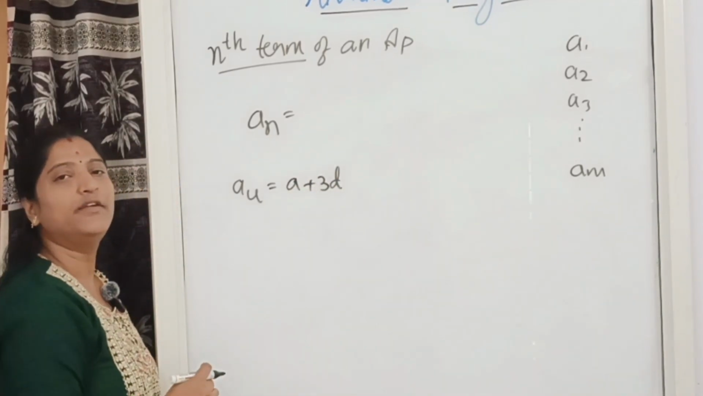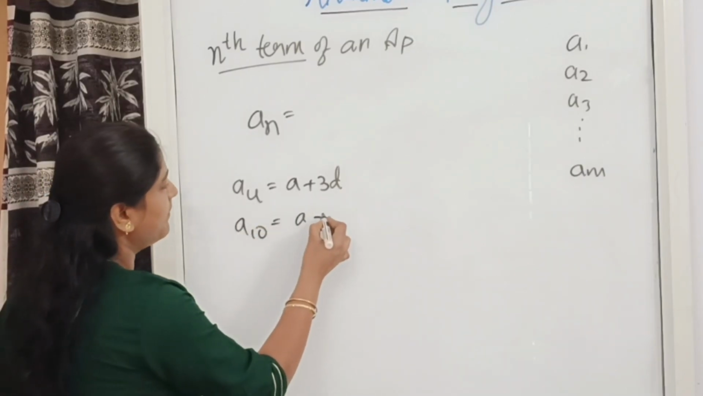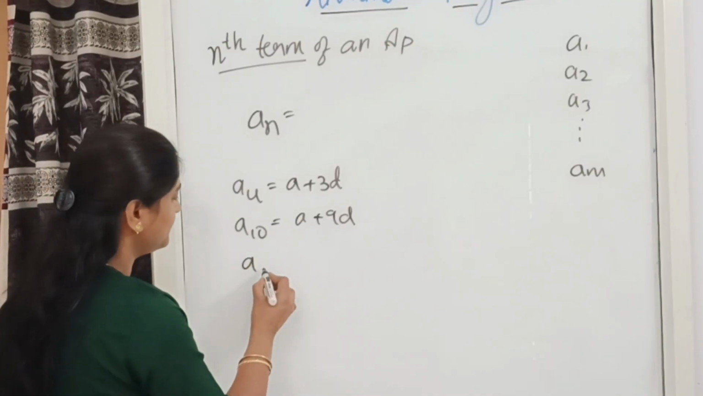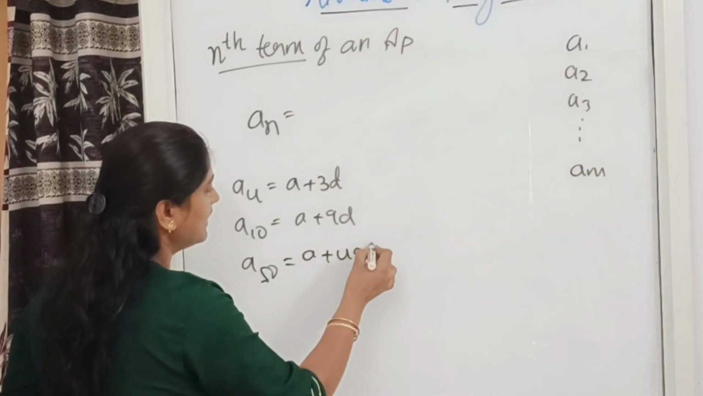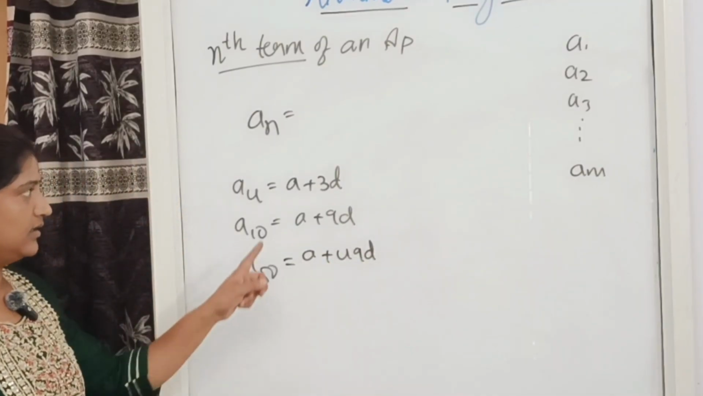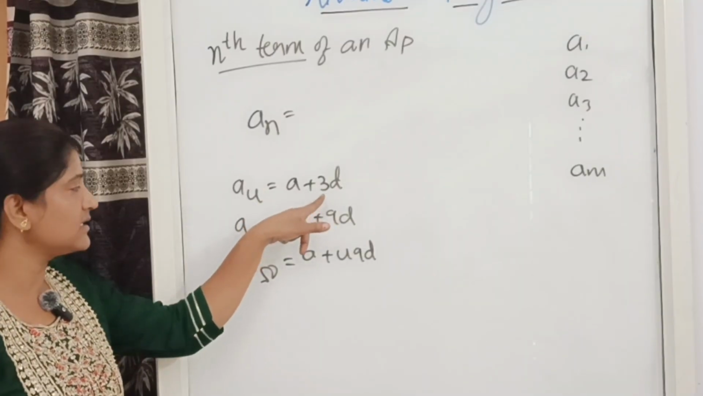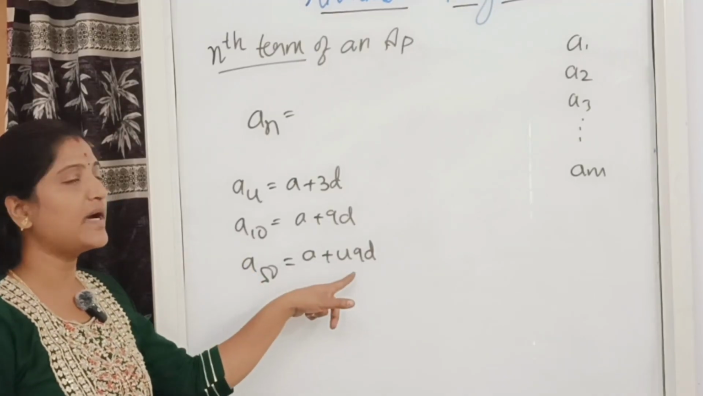If it is the 10th term, A10 is A plus 9D. If it is the 50th term, A plus 49D. Listen, look here carefully. Fourth term means 3D is there, 10th term means 9D, 50th term is 49D.